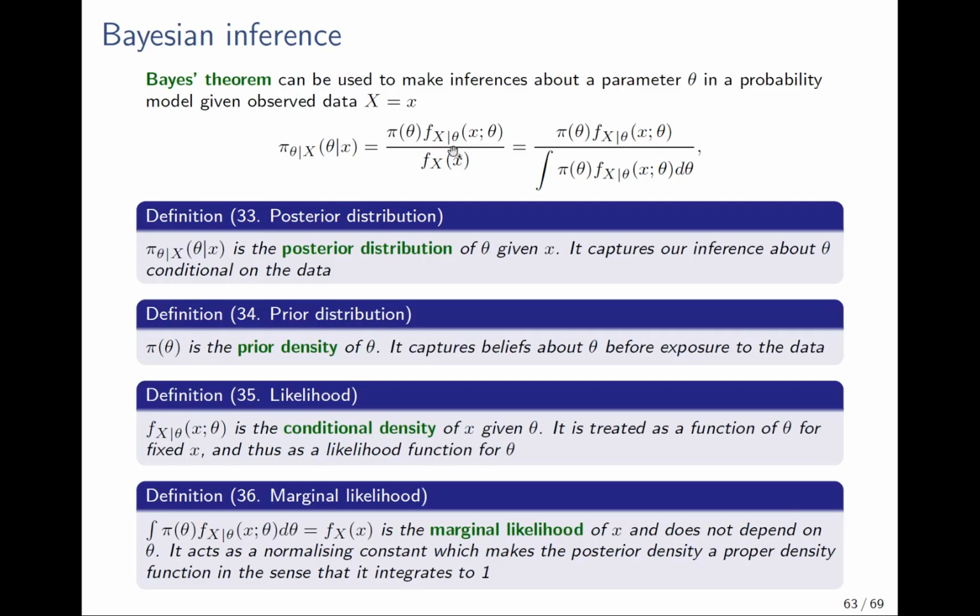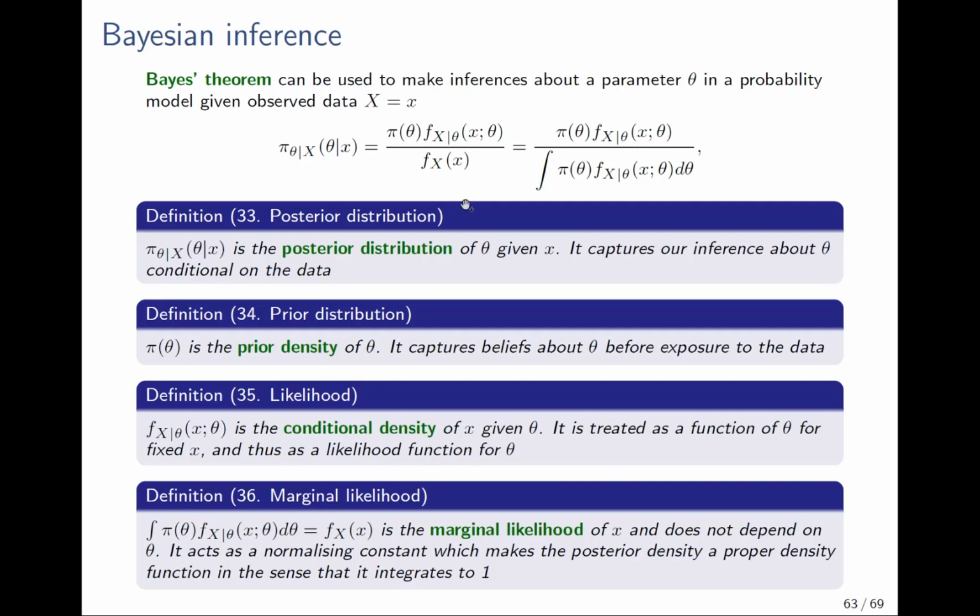Next, we have this density here, the conditional density of x given theta. That in this context is in fact a likelihood, and it's a likelihood because we're going to treat that conditional density as a function of theta for fixed x, and thus it's just the likelihood function for theta.